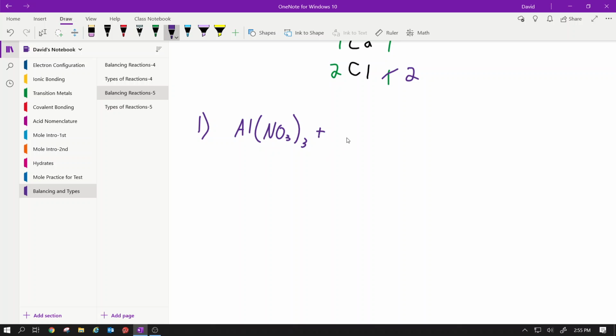And some ammonium phosphate. Good job, good job. And that's going to yield aluminum phosphate and ammonium nitrate. I'm getting so much better.